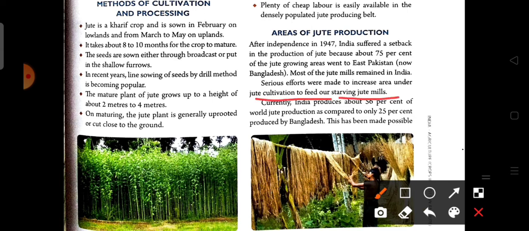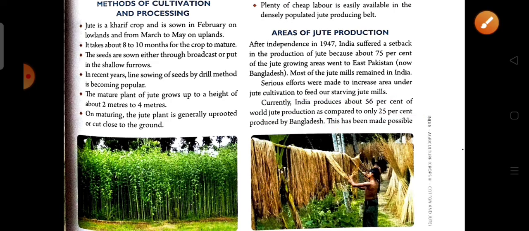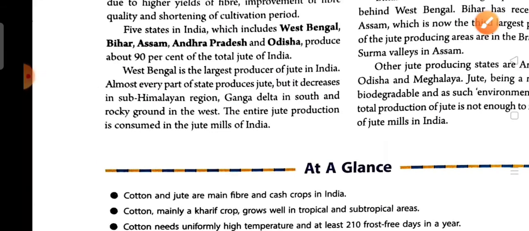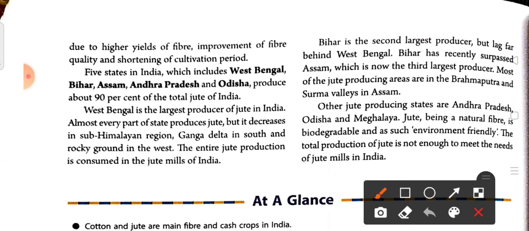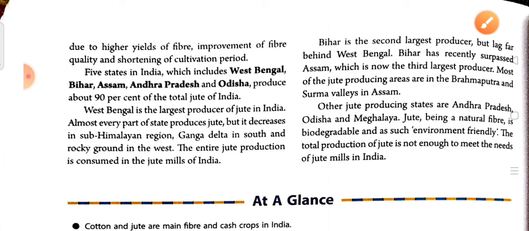Currently, India produces 56% of the world jute production as compared to only 25% produced by Bangladesh. This has been made possible by the introduction of HYV seeds, that is high yield variety seeds of fiber, improvement of the fiber quality, and the shortening of the cultivation period. By following this process, the production of jute increased in India.